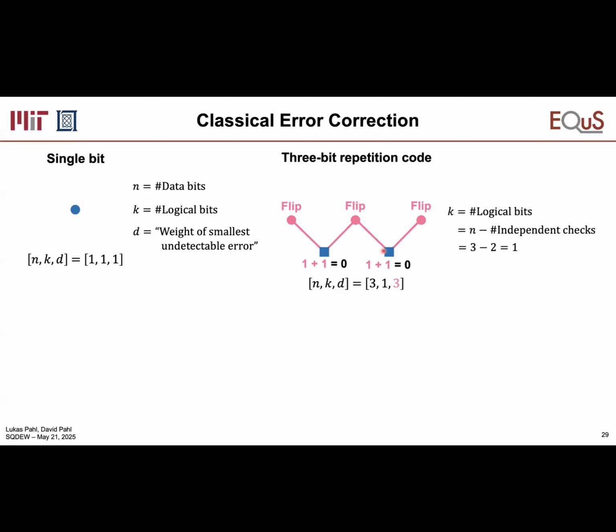Flag qubits are another way, but that's already getting into the details. So we won't talk about that here, but it's another way to make errors in the checks more resistant.